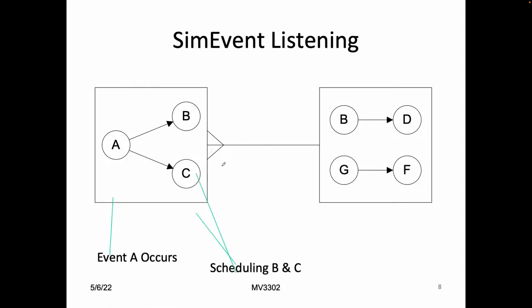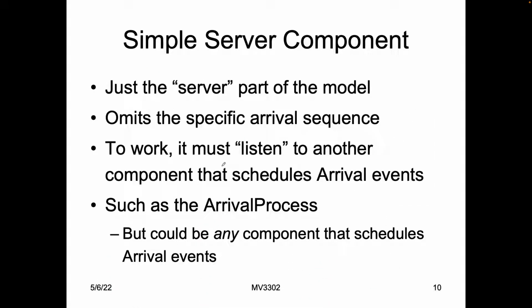So the idea now is that instead of having both the arrivals and the server piece, the simple server component is just a server part of the model. It leaves out the specific arrival sequence. It's agnostic to that. All it cares about is that some other component produces some arrival events that it hears. We have one in the arrival process, but any component that schedules arrival events can be used to produce customers for this server.